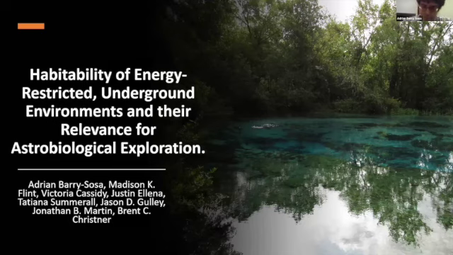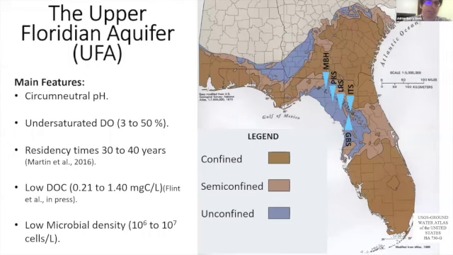Hello, everybody. Today I'm going to talk about the main topic of my PhD research, which focuses on the Upper Floridan Aquifer, or UFA for short. The UFA is a karstic aquifer that extends throughout the whole peninsula of Florida, as well as some parts of southern Georgia and Alabama.